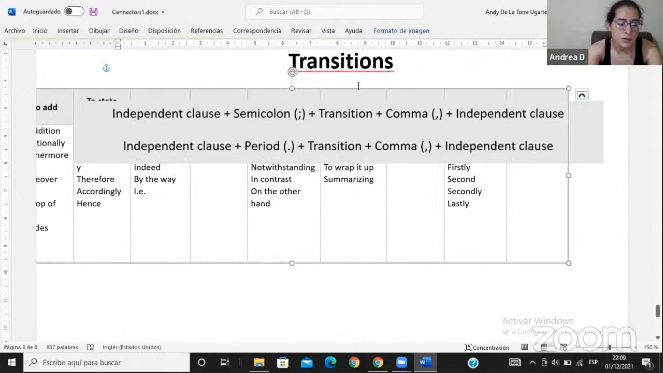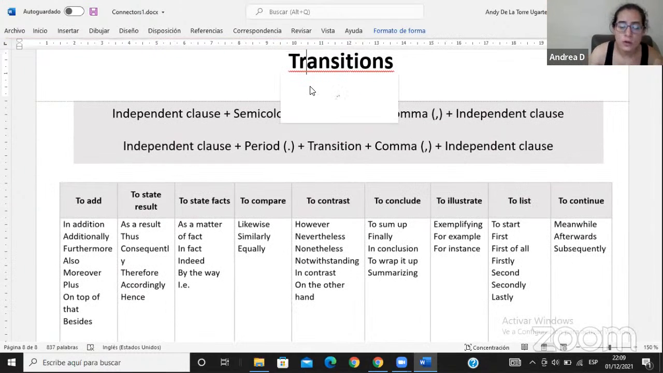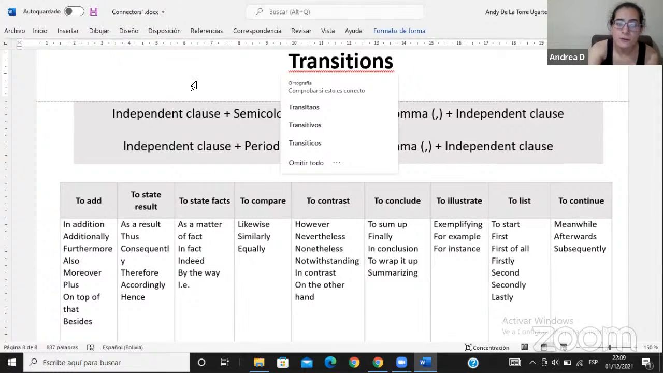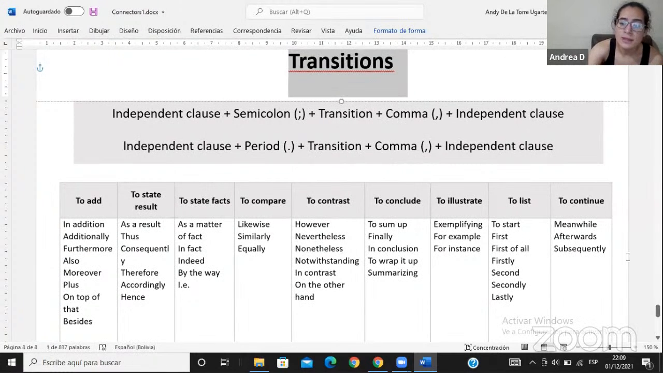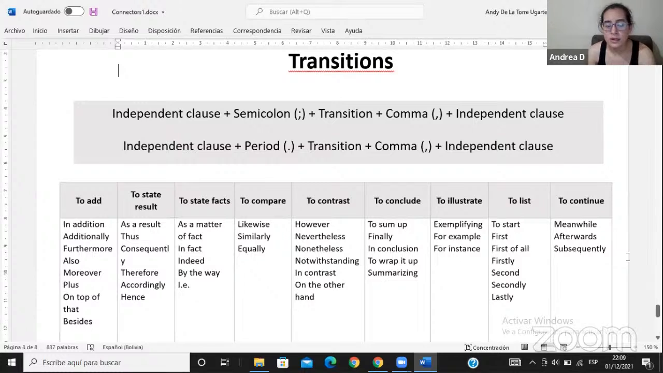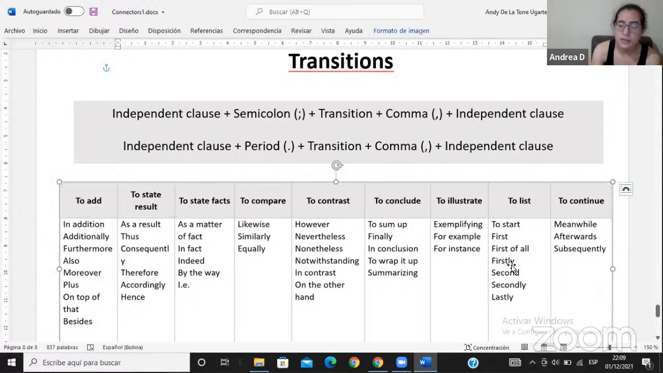Now transitions are also connectors. So they join different ideas. But the thing about transitions is that they join maybe longer or more complete ideas or thoughts. They can even join paragraphs, right? You can start the first paragraph of your body with the word, I don't know, to start. And then you have your full paragraph there.